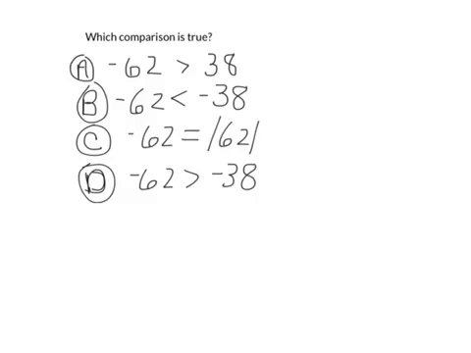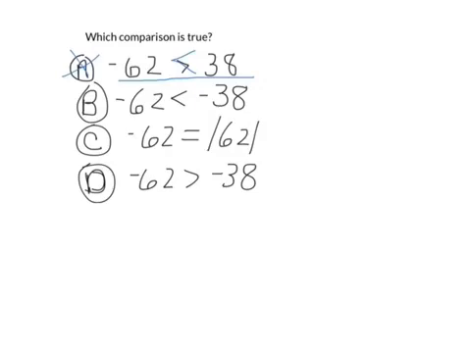So I'm going to start with A, and A says that negative 62 is greater than 38. Well, I know that a negative is always less than a positive number, so it is not going to be A. B says negative 62 is less than negative 38.